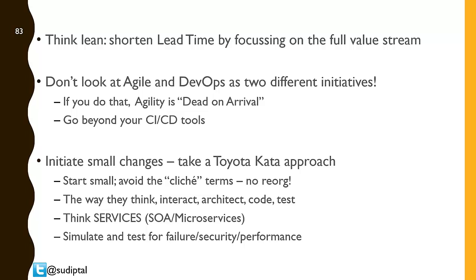So in closing, think lean, shorten lead time by focusing on the full value stream. Don't look at Agile and DevOps as two different initiatives. They are part of the same initiative, and that initiative is to reduce cycle time and lead time for your business and for your end user. Initiate small changes, take a Toyota Kata approach, avoid using the buzz terms, think of services, try to use services for everything that you build, don't call anything directly, and last but not the least, simulate and test for failure, security, and performance, because these things will happen. It's a matter of how to restore it and make a seamless experience for the end user as much as possible.